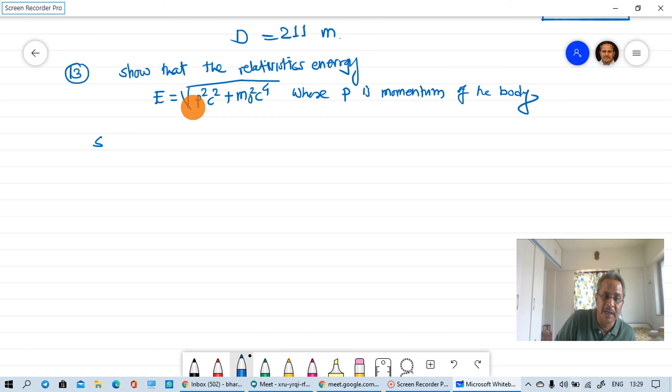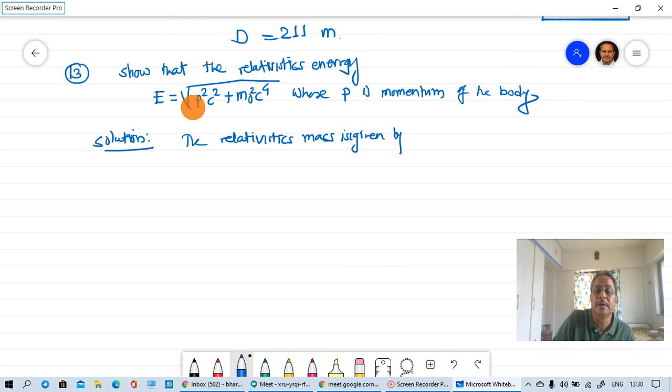Actually, it's a very simple derivation. We only have to understand how it comes, why it is this way, why to write it in this way. Okay, let's start. We have to go for the first formula for relativistic mass. The relativistic mass is given by m is equal to m0, that is the rest mass, divided by the square root of 1 minus v square upon c square.